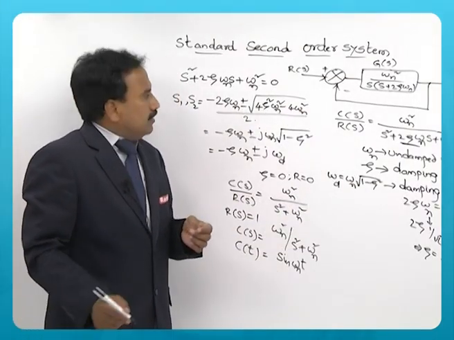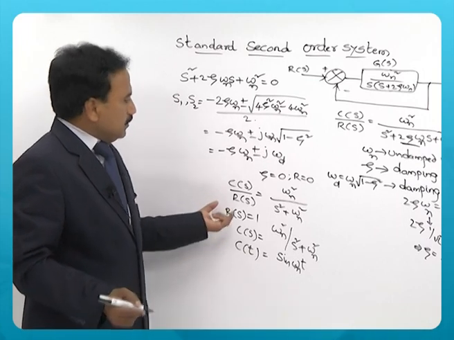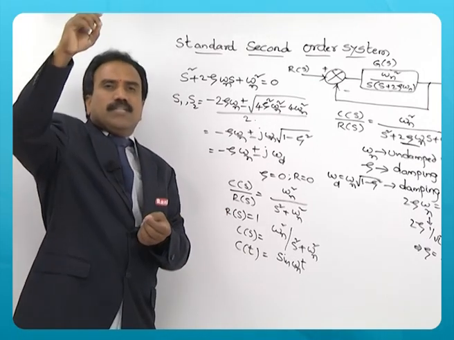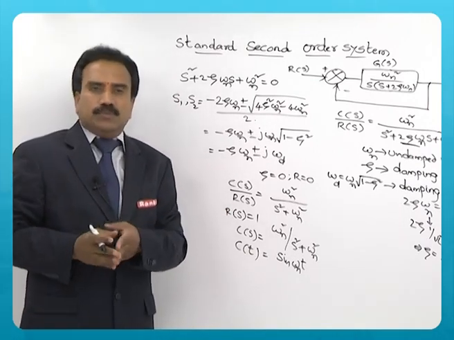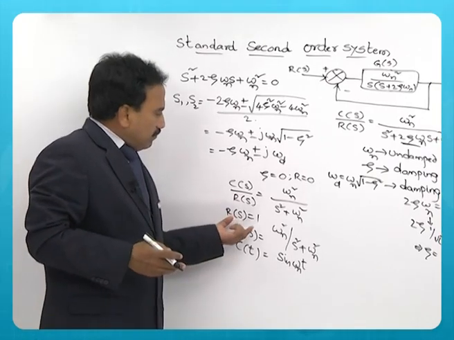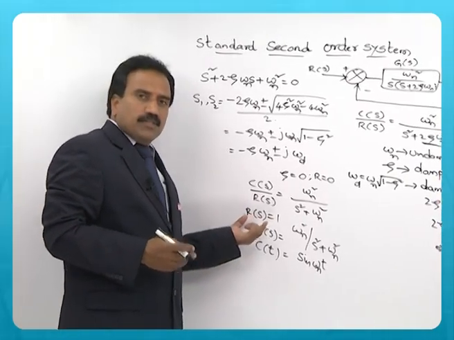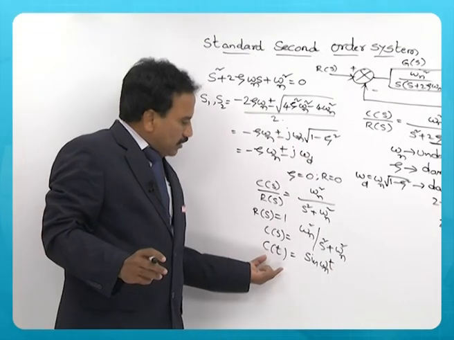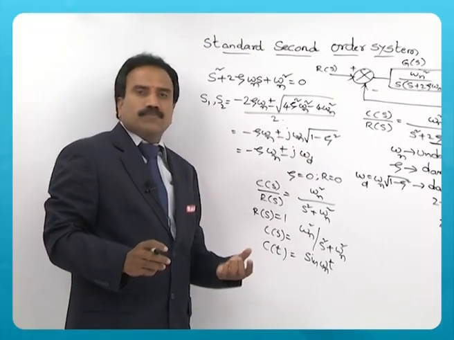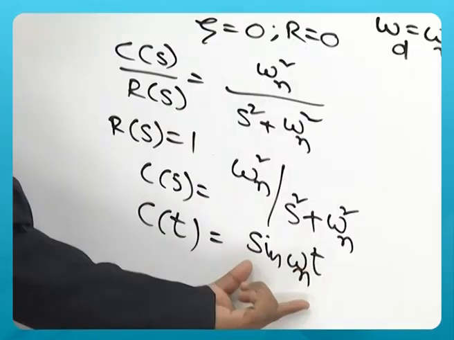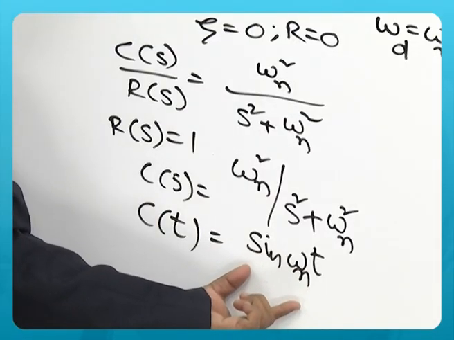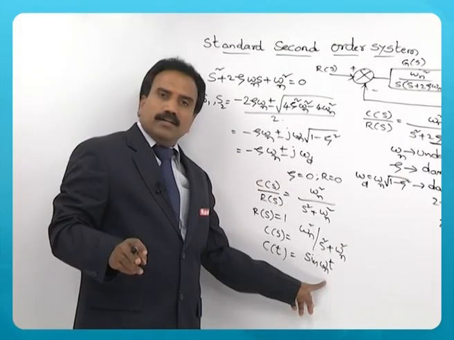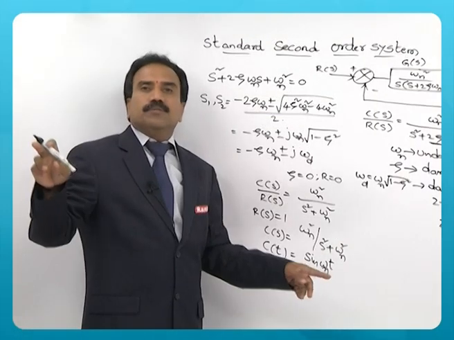So imagine now the impulse input is an undesirable signal. It has very high magnitude and very short duration. Such a signal, whose Laplace transform is 1, has a response of sin omega n t. You know that it is a sinusoidal signal having the frequency of omega n and that the oscillations will continue.